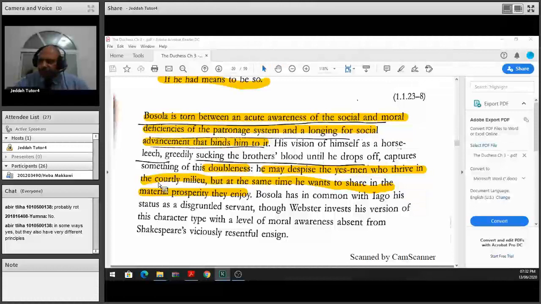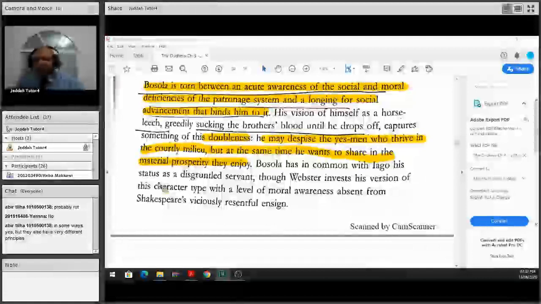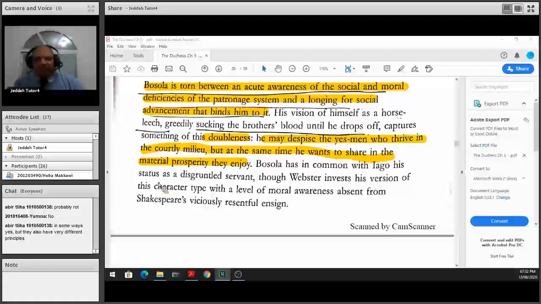So as you can see, he may despise the men who thrive in the courtly milieu, but at the same time he wants to share in the material prosperity they enjoy. Okay, is that clear, everyone?